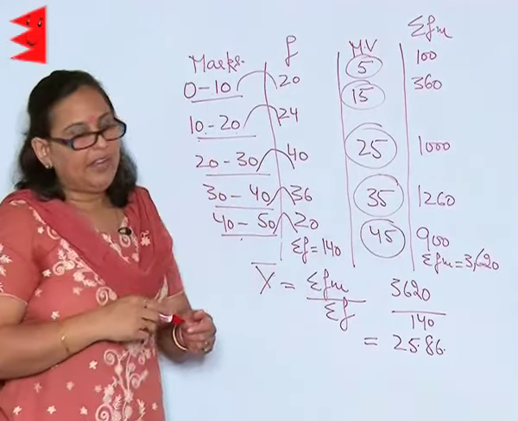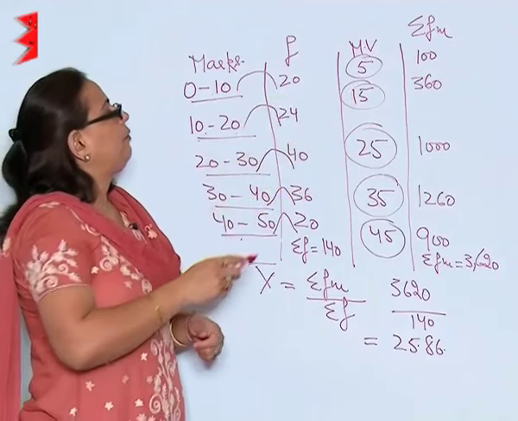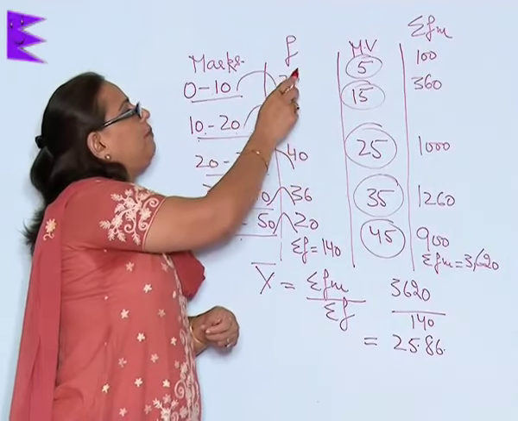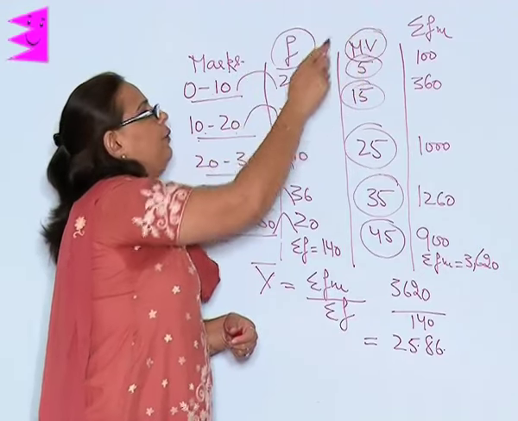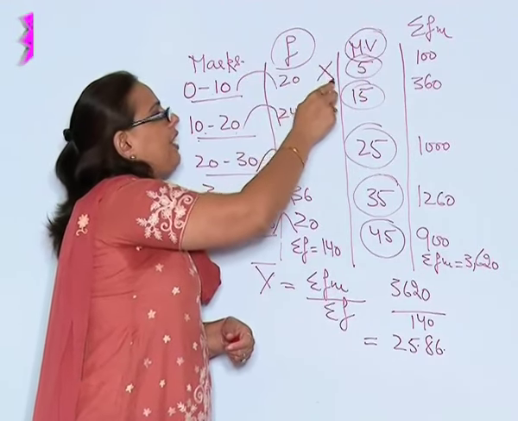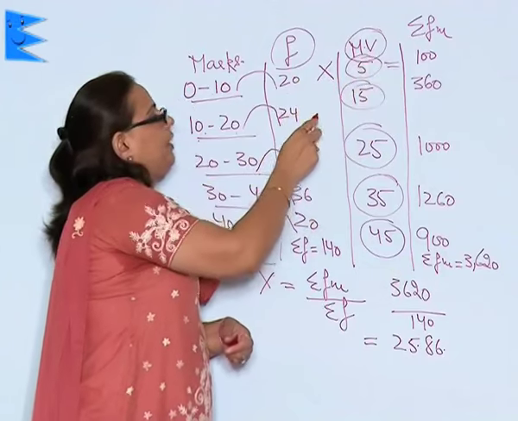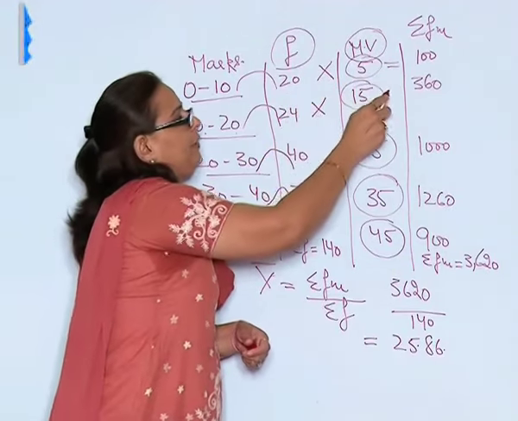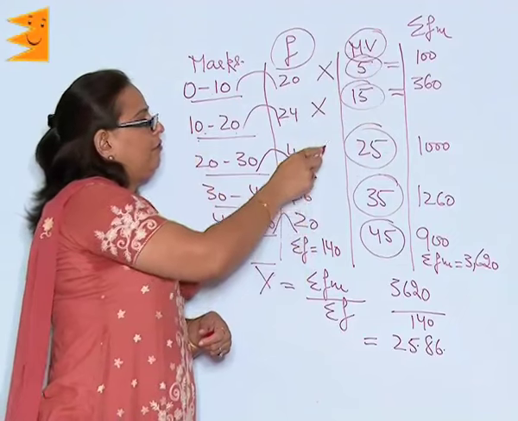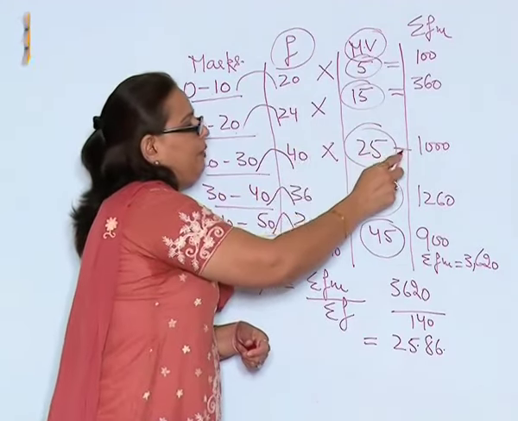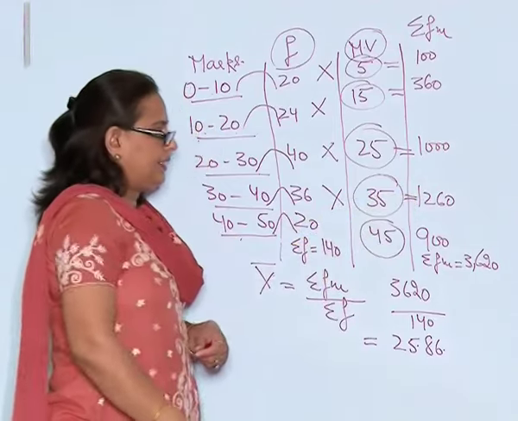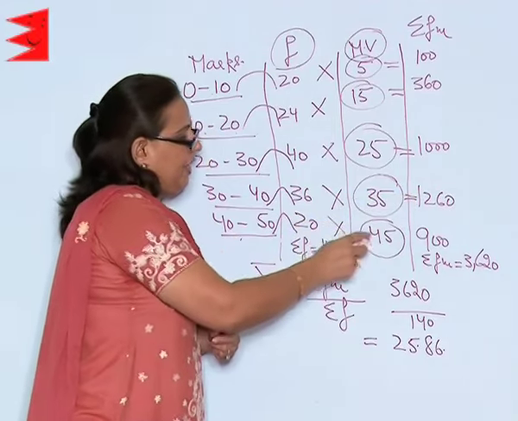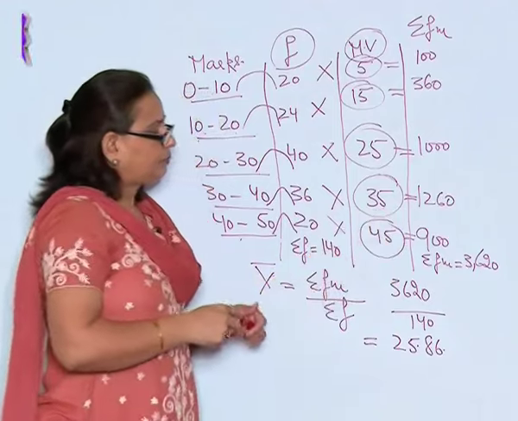And next I will find out the sigma fm, which means I am going to multiply the frequencies with the mid value. 20 into 5 will give me 100, 24 into 15 will give me 360, 40 into 25 will give me 1000, 36 into 35 will give me 1260, 20 into 45 will give me 900.